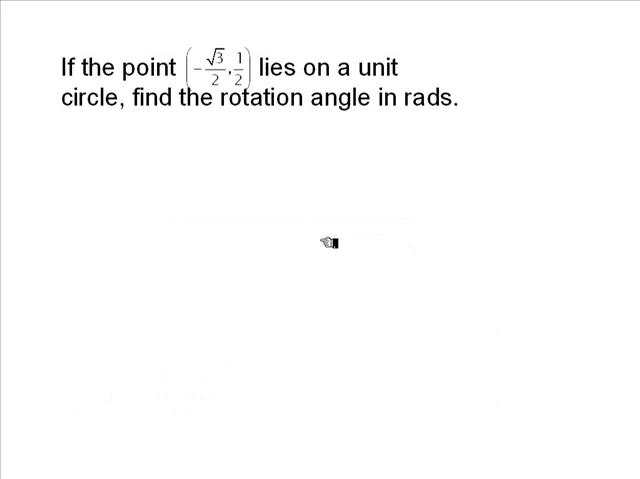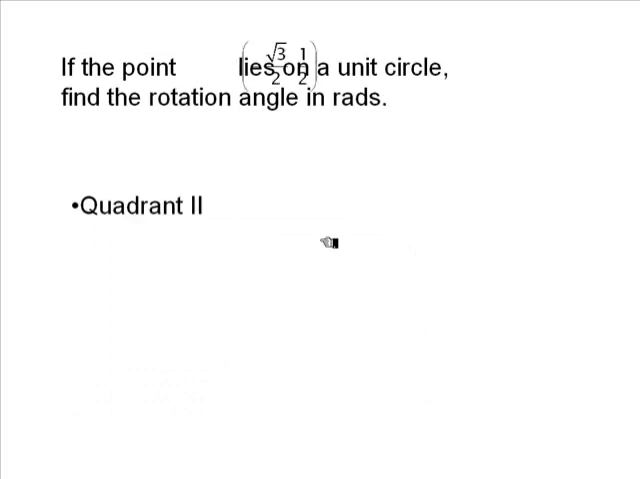So in this case, we have the point negative square root 3 over 2, comma 1/2 on the unit circle, and we want to find the rotation angle, this time in rads. And I'm not even going to use a calculator for this one, although you could. I first off note that I'm in quadrant 2. Excuse that ordered pair slipping away a little bit on me. Because cosine is negative and sine is positive, we have to be in quadrant 2.